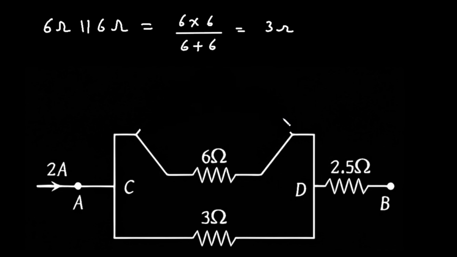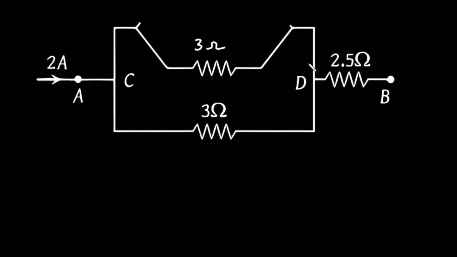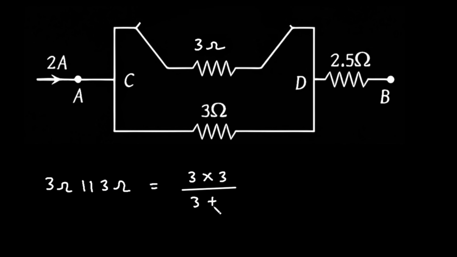So let's replace it. It will be 3 ohm. Now here we can clearly see this 3 ohm is in parallel with this 3 ohm. So let's simplify this. 3 ohm parallel with 3 ohm. So it will be 3 into 3 divided by 3 plus 3. It will be 1.5 ohm.